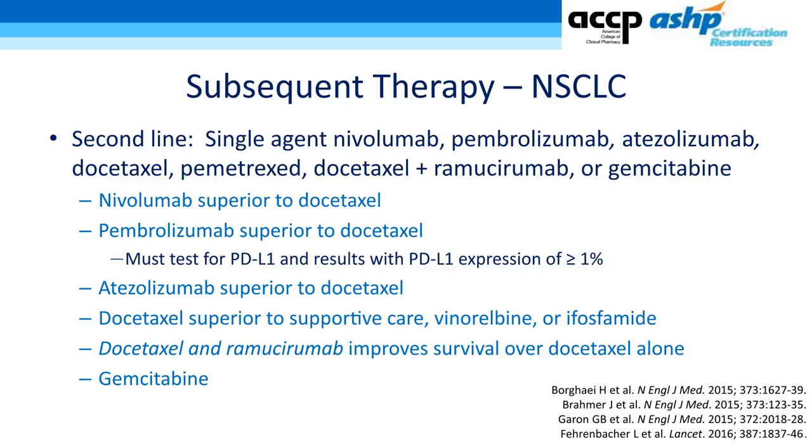The guidelines do list additional single agent options for patients such as gemcitabine or even possibly docetaxel in combination with ramucirumab, as it did improve survival over docetaxel alone. But unfortunately, this area of non-small cell lung cancer is very short with options and hopefully lead to improvements down the road with new clinical trials.